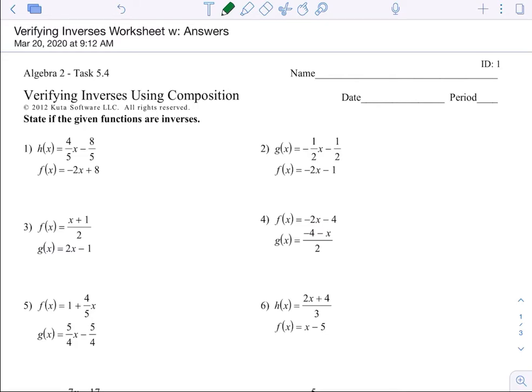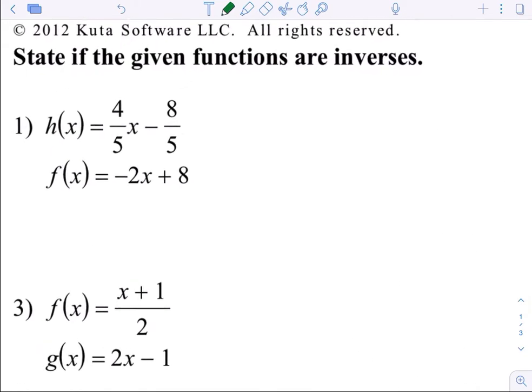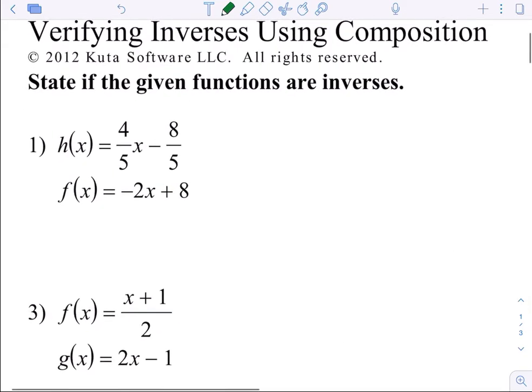Homework on verifying inverses. So first we're going to do this one. Now I am going to do f of h of x to test to see. So f of h of x essentially means I am plugging all of this in for x.